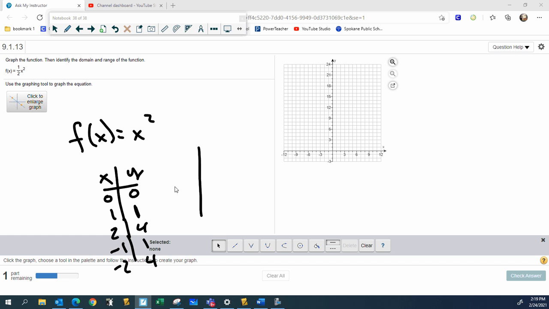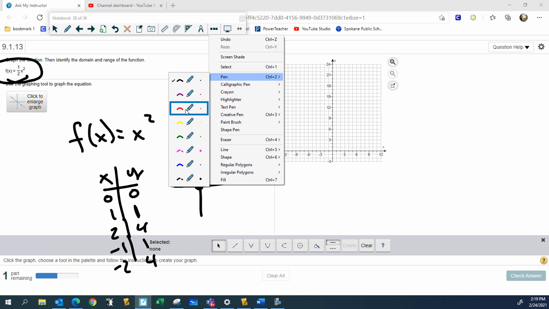As you plot these points, you notice this type of pattern here. Negative 1, 1, negative 2, positive 4, and the graph creates a parabola. You want to do that same type of thing with this function here, but we need to multiply all these y values by 1/2. So essentially you're doing the same thing, but we're multiplying.